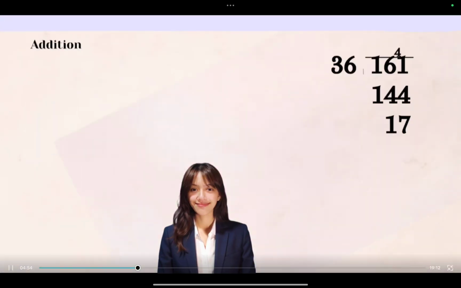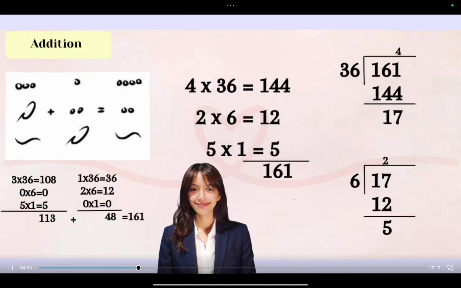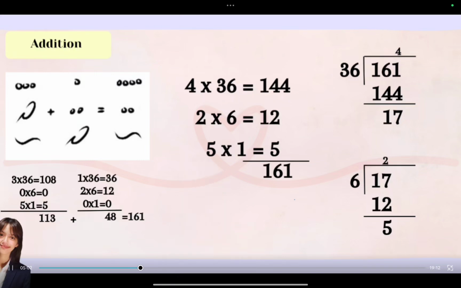Now let's try addition using the Alon numeration system. We are adding two numerals, 305 and 120. First, we convert each into base 10 by multiplying them with their place values. For 305, 3 times 36 is equal to 108, 0 times 6 is equal to 0, 5 times 1 is equal to 5. Adding this is equal to 113.